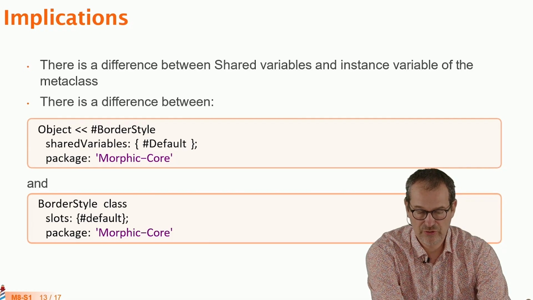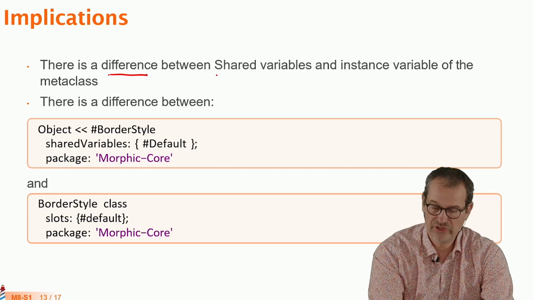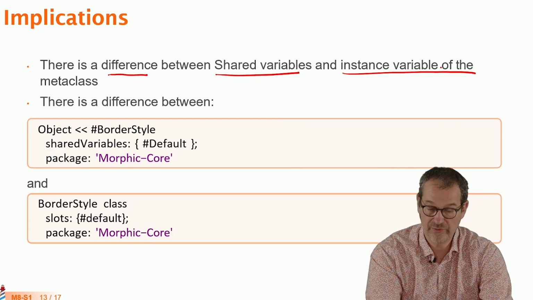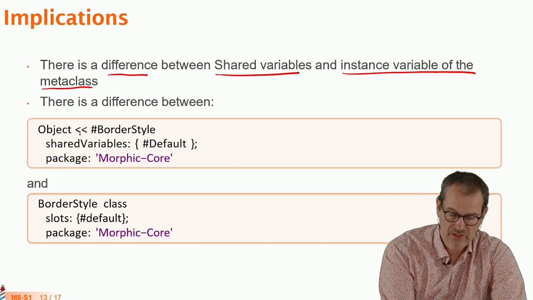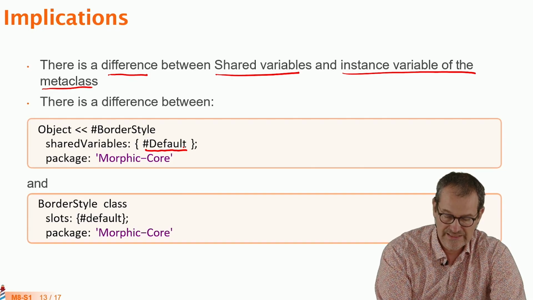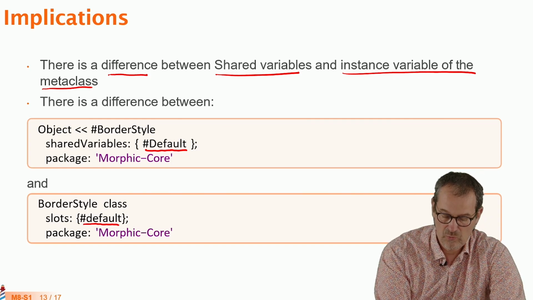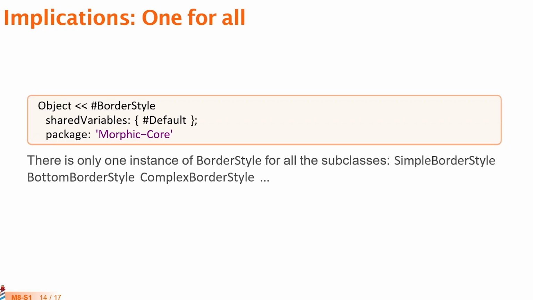There is an implication, or there are implications. There is a difference between shared variable and instance variable of the meta class. So what I want to say here is that, look at this. If I have border style that inherits from object and defines a default shared variable, this is not the same as saying that I can have an instance variable of the meta class. What is the difference? Let's look at that. This is a bit subtle.